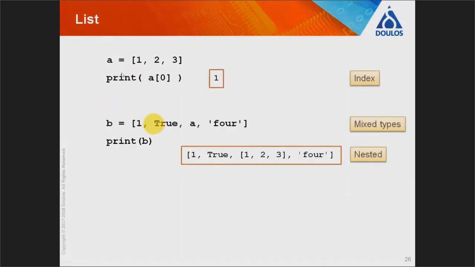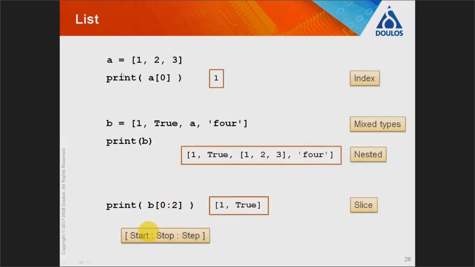Lists in Python can consist of values of any type. So here we have a list where the first item is an integer, then a Boolean value, then another list, the list 1, 2, 3, and finally a string. So if we were to print out the value of B, we would see this nested list printed out, where the third item in the list is another nested list, 1, 2, 3. So in Python, you can nest lists and indeed any other data structures ad infinitum.